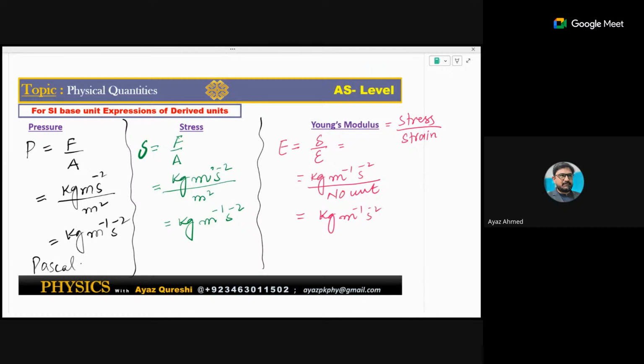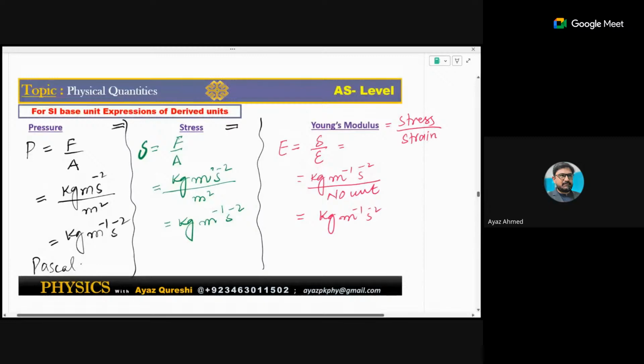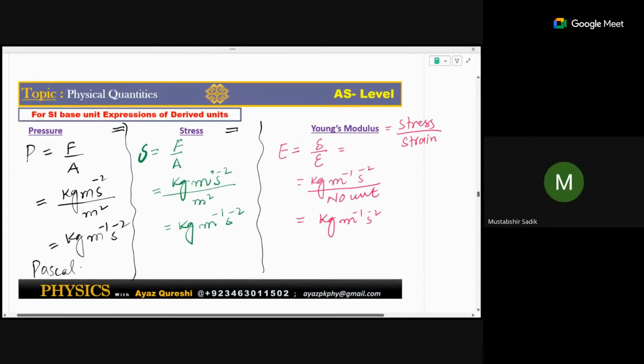So if there are questions which ask which physical quantities have the same SI base unit, here on this slide, pressure has the same SI base unit equation as stress, and that has the same SI base unit as Young's modulus. Will it help you to solve these types of questions now?